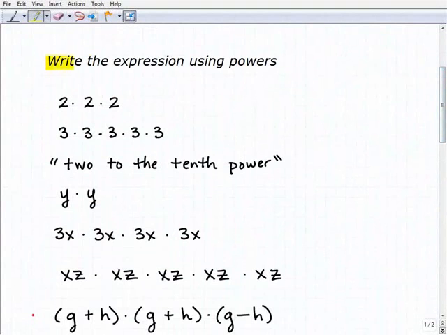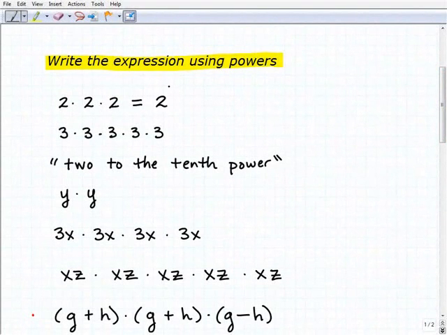The task is to write the expression using powers, or using power notation. All right, so here we have our first problem, which is 2 times 2 times 2. Now, what's another way of writing that? Well, we can write that as 2 cubed.